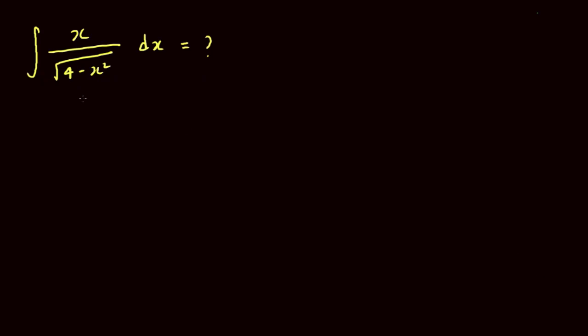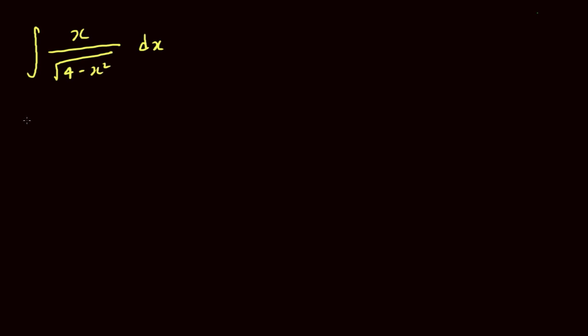Okay, so let's see. We have another integral question, an indefinite integral. So it becomes x over the square root of 4 minus x squared dx. I'll give you guys time to pause the video and try to find the indefinite integral via u-substitution. Okay, so assuming that you guys have paused the video and given it a try, let's do it together.